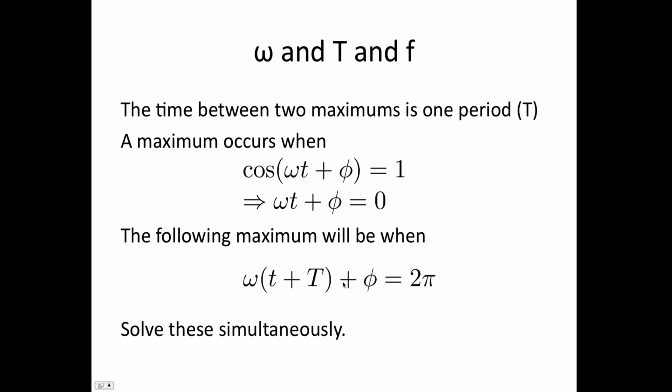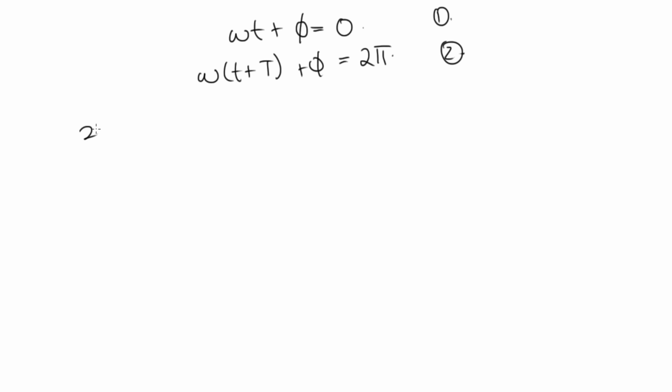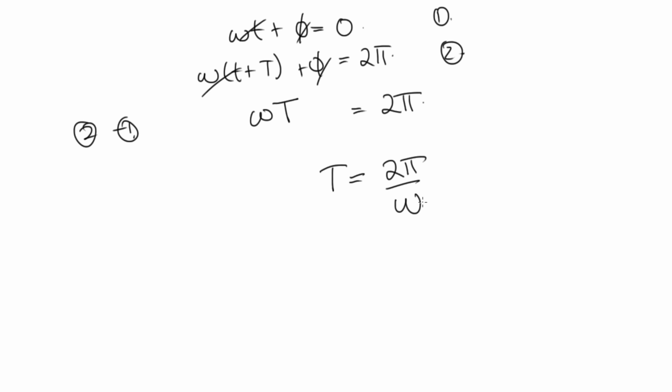So now we just need to solve these simultaneously. We've got ωt + φ is equal to 0, and ω(t + T) + φ is equal to 2π. Let's call this one 1, this one 2. Let's go 2 minus 1. The ωt's cancel out and we end up with ωT. The φ's cancel each other out and we end up with 2π. So we can see that T is equal to 2π over ω. So that's our relationship between the period and omega, or omega is equal to 2π over T.